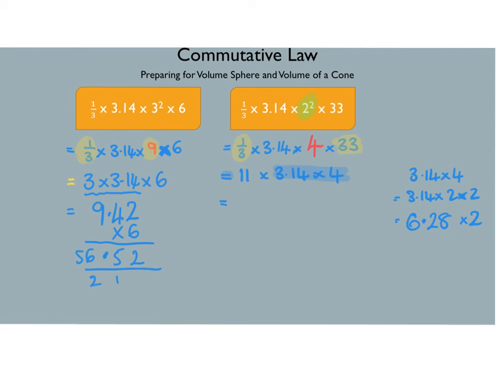I need to double again. Double 6 is 12, and that's what we get when we double all that, 12.56. Okay, so 11 times 12.56.